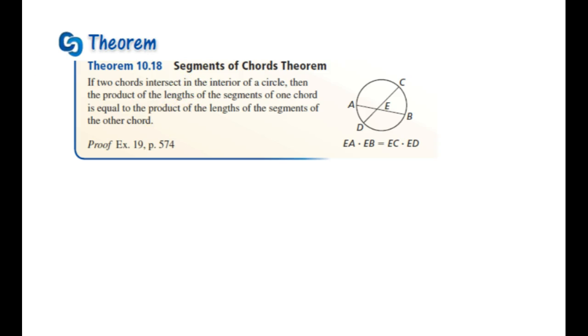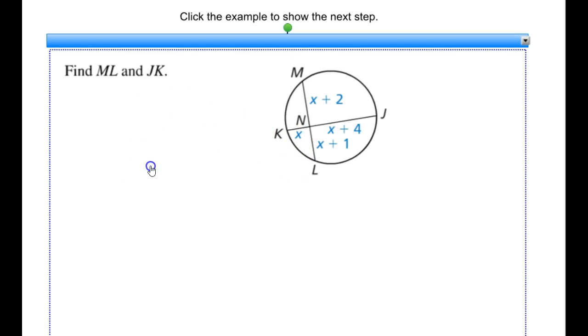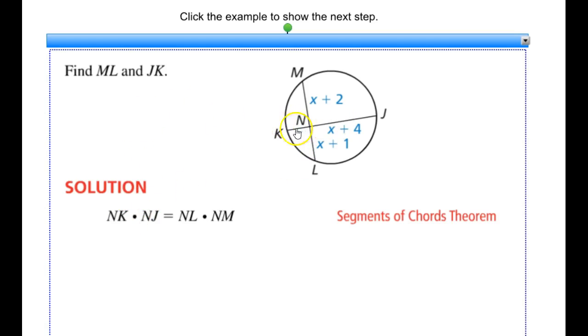Okay, so here we're going to be multiplying pieces of the segments of our chords. Here I'm asked to find ML and JK. I'm given some values, and I'm going to use that previous theorem. So I know I'm going to have NK, which is x, times NJ, which is the longer one, equals MN times NL. Then I substitute what I know. So I've got x times x plus 4 equals x plus 1 times x plus 2.